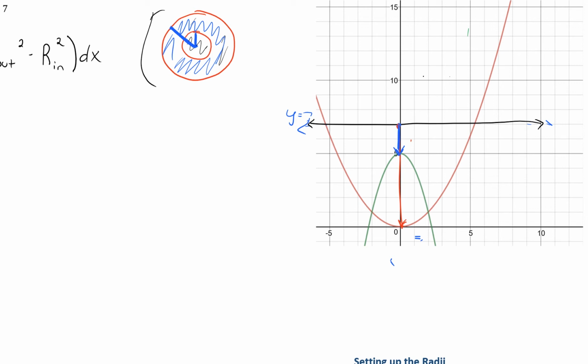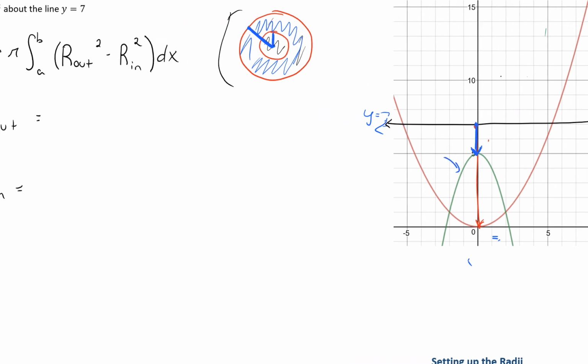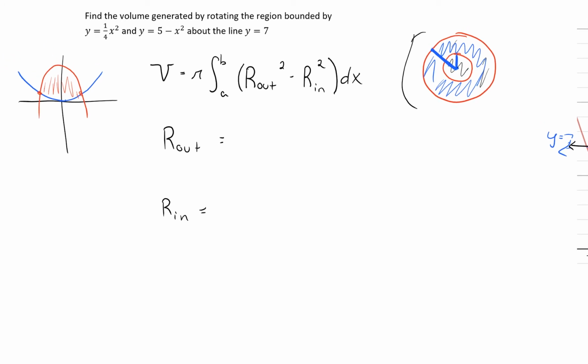Take another look over here at the inner radius. I'm going from my line to what function? What is the inner radius? Well, it's this upside down parabola. And what is that graph? It's y equals 5 minus x squared. So somewhere in my inner radius, I'm going to have 5 minus x squared.